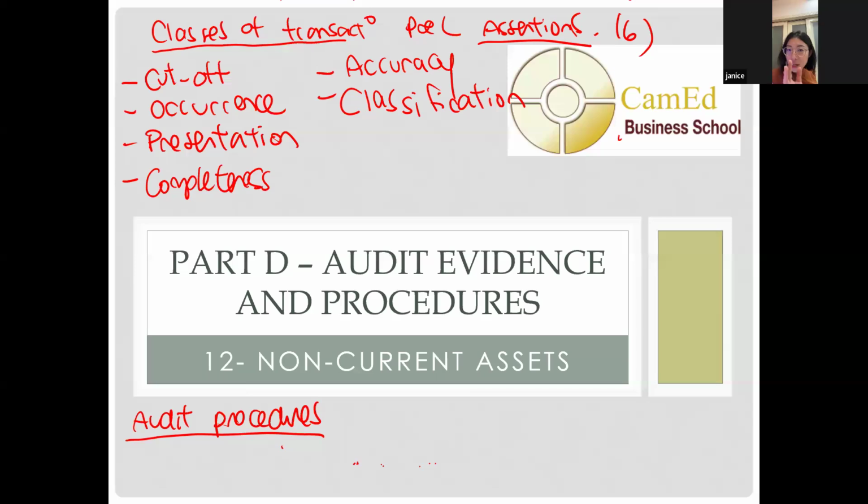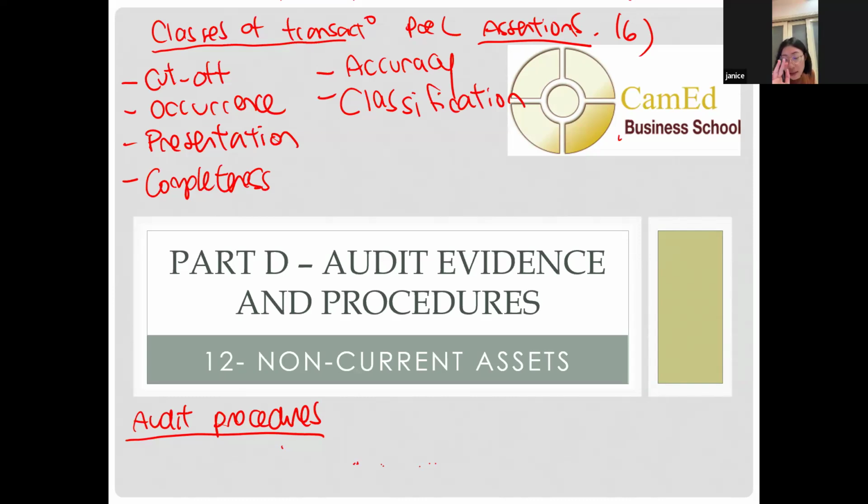I have a feeling that you guys are not very comfortable with them. You must absolutely be able to tell me, know by heart, these are the assertions for classes of transactions and know their definitions. The same thing for all the assertions for the account balances, all right?